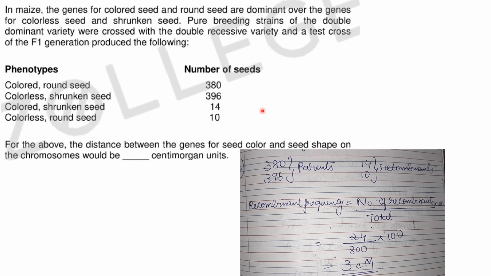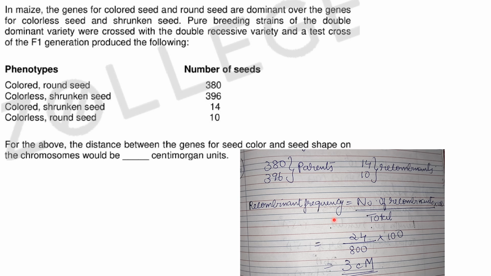So these values, that is 380, 396, they are more than the other values. They are the topmost in all the values given here. So 380, 396 will be your parentals. 14 and 10 will be your recombinants. Now recombinant frequency you have to calculate. That will give the distance between the genes for seed color and seed shape.